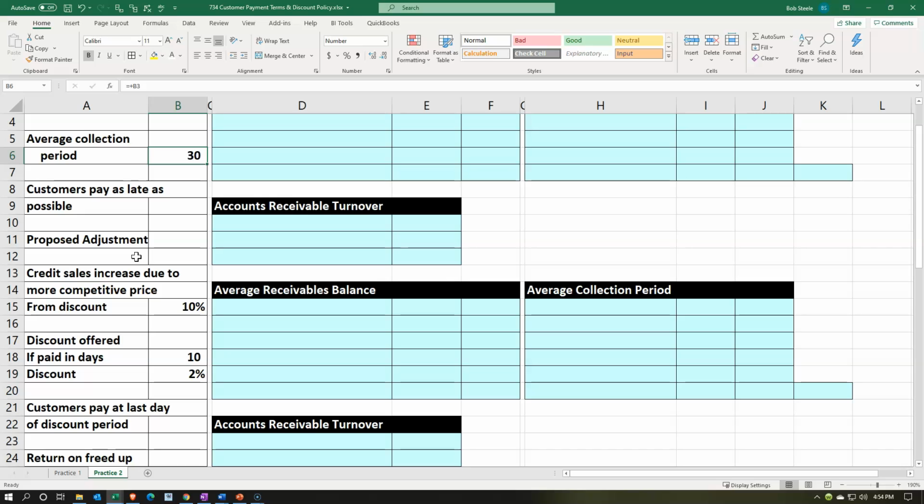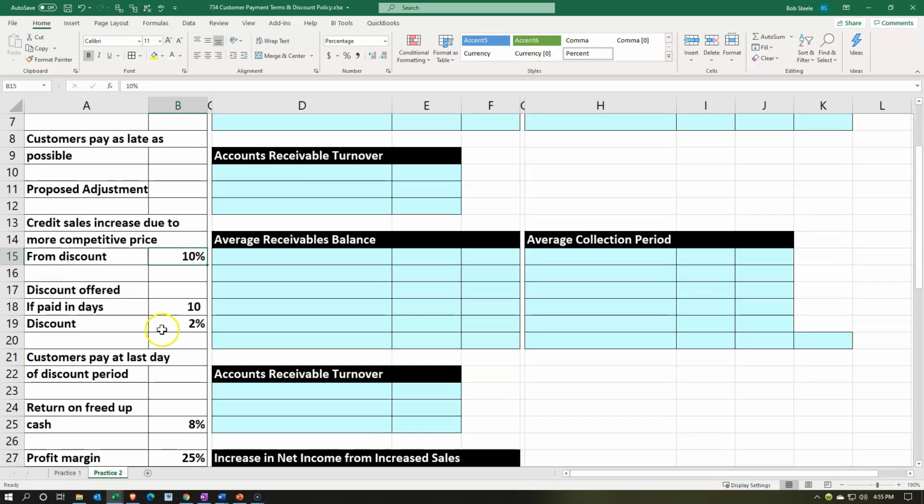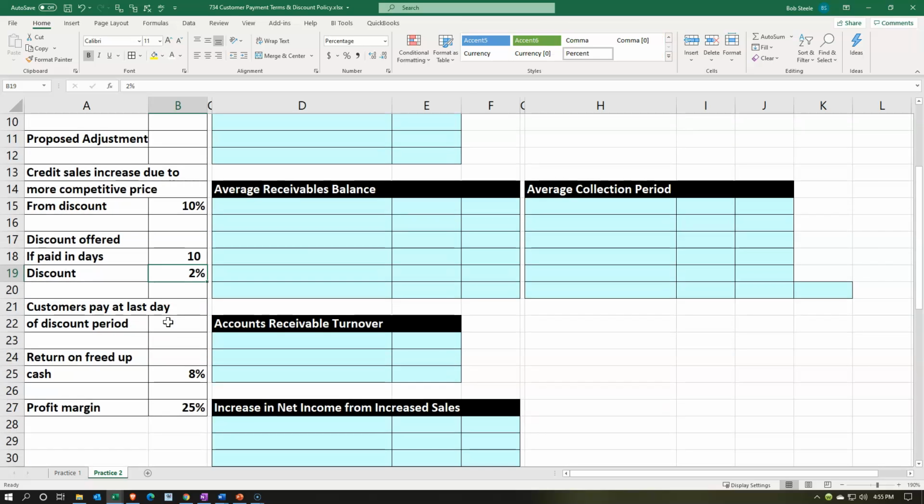But then we're going to have credit sales increase by 10% due to the fact that we're going to offer a discount of 2%. So it's a small discount, but we think that that's going to increase the sales by 10%, and we're going to get paid faster. We're going to get paid within 10 days because they have to pay us within 10 days to get the 2% discount. Otherwise, we want it in 30 days. So the customers pay at last day of discount period.